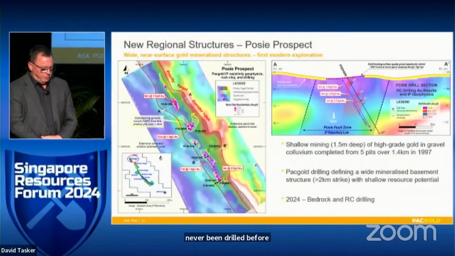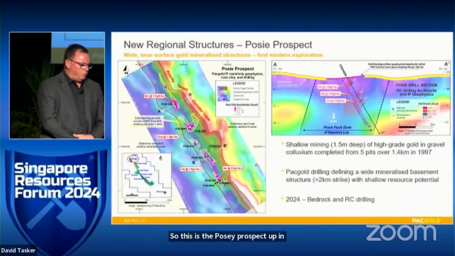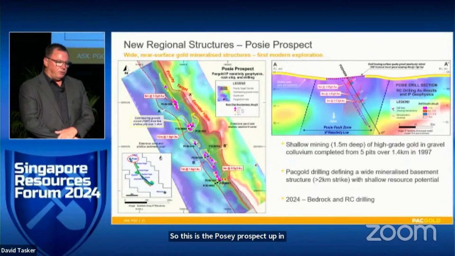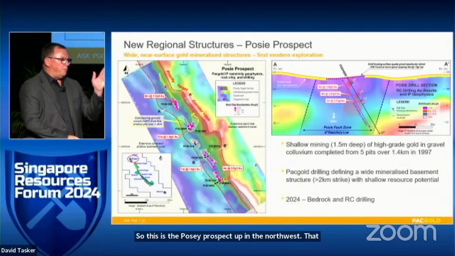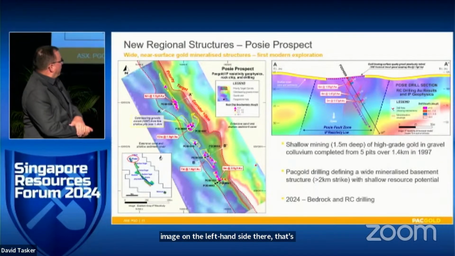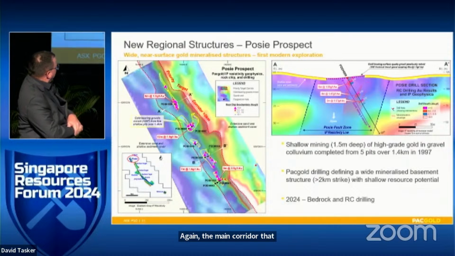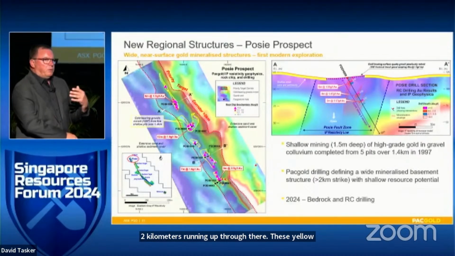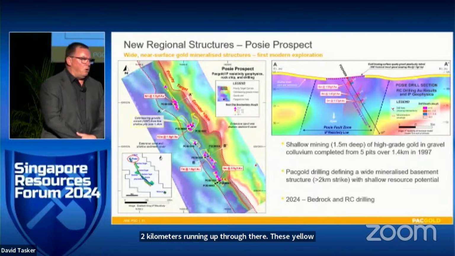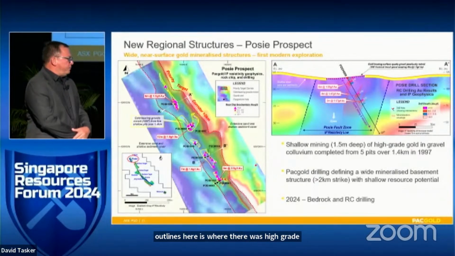So this is the Posey prospect up in the northwest. That image on the left-hand side there, that's IP geophysics. Again, the main corridor that we think is interesting is 2 kilometres running up through there. These yellow outlines here is where high-grade colluvial gold was mined in the 1990s.